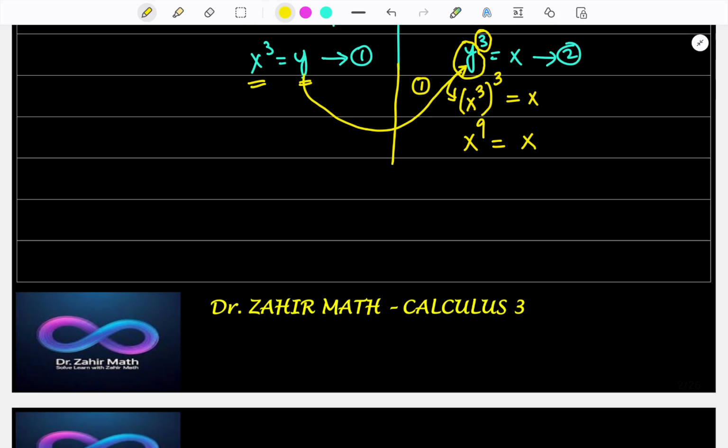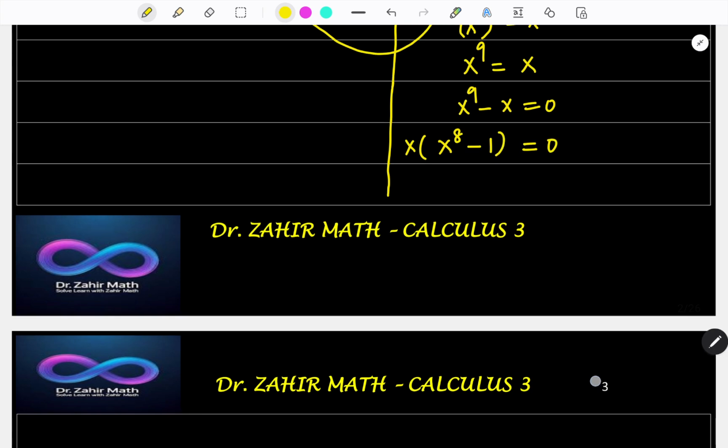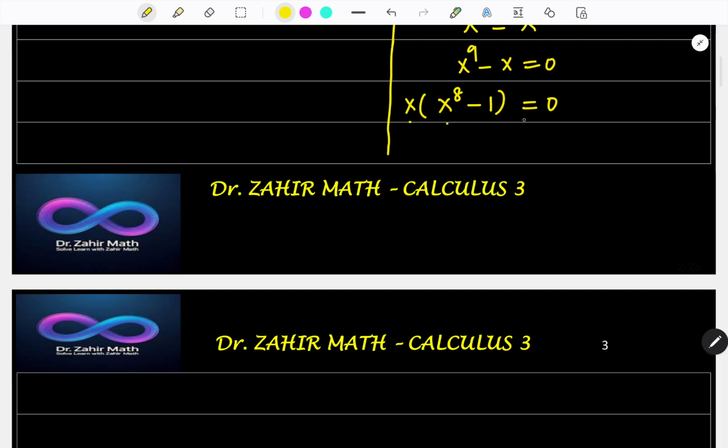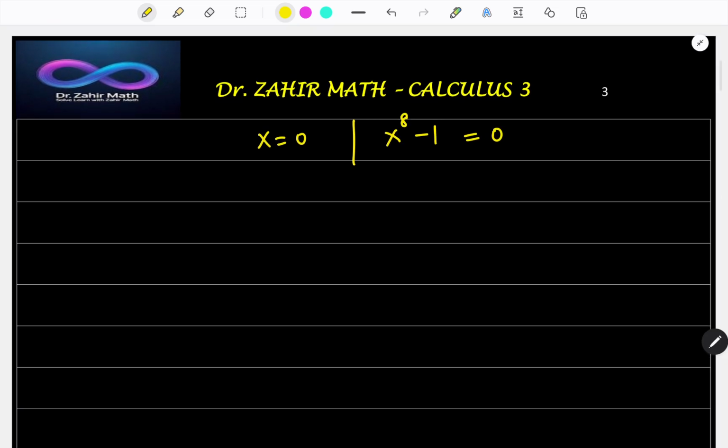As per the equation, x has 9 values. Let's see how it is deduced. So I'm going to write x power 9 minus x is equal to 0. After that, I'm taking x as common, and inside you'll get x power 8 minus 1. Whenever two products are equal to 0, we will write each one equal to 0. x is equal to 0 and x power 8 minus 1 equal to 0, right?